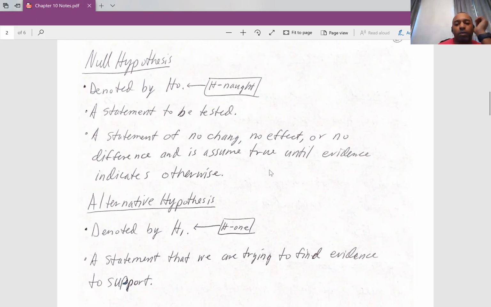And it's the statement of no change, no effect, or no difference, and is assumed true until evidence indicates otherwise. The alternative hypothesis is denoted by H1. That's actually said H1. And it's a statement that we are trying to find evidence to support.